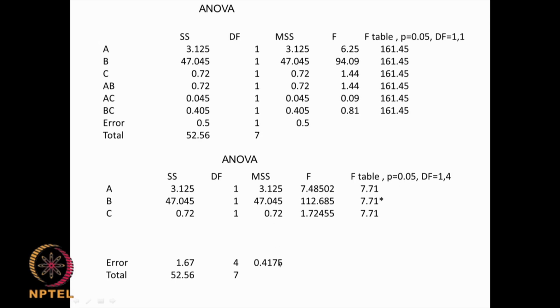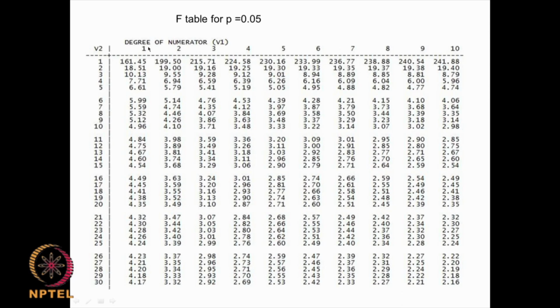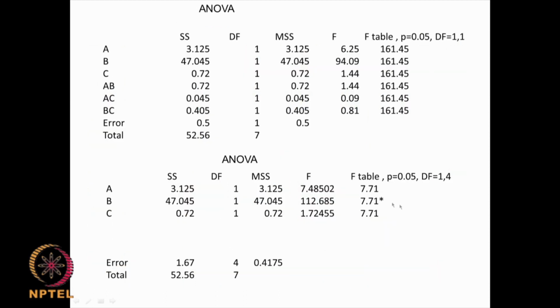Okay, so 3.1 divided by 0.4 is 7.4, 47 divided by 0.4 is 112, okay, and then 0.7 by 0.4 is 1.7. Now if you go to the F table, the degrees of freedom is 1 comma 4, okay, so 1 comma 4, so it comes out to be 7.71.